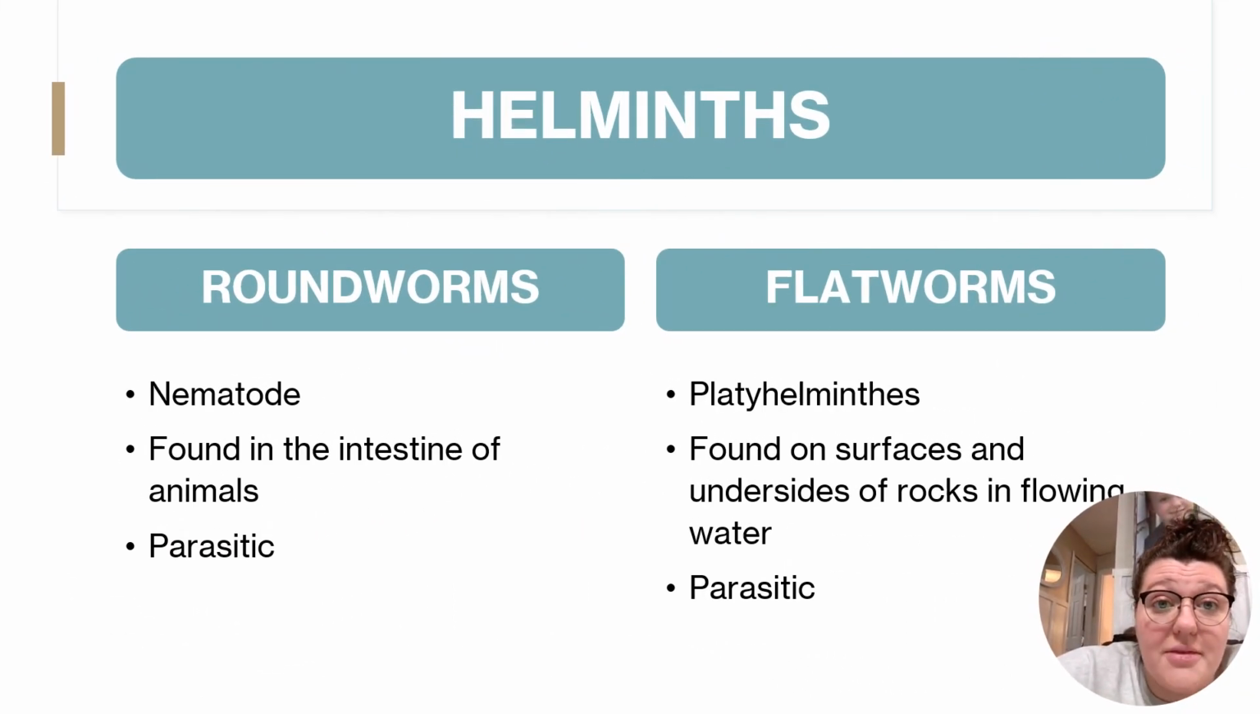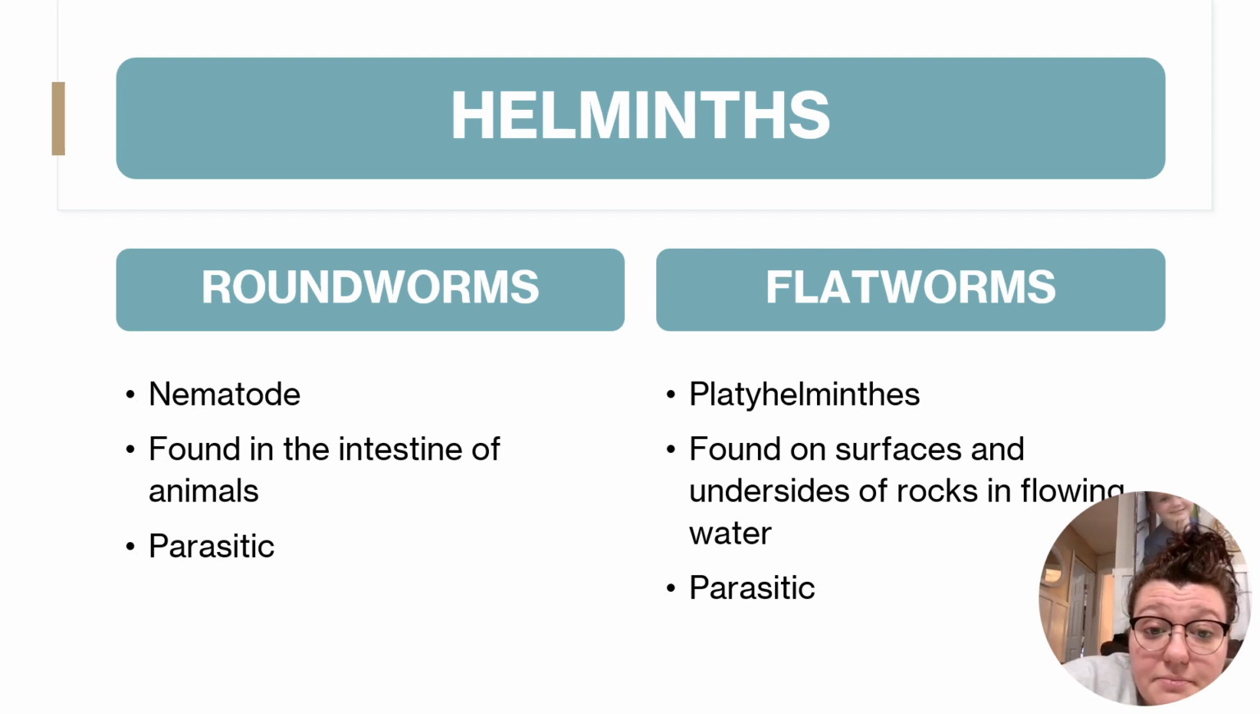And last, we'll talk about the different types of helminths. So you have roundworms and flatworms. Roundworms are called nematodes. They're usually found in the intestine of animals. And you treat your dogs for roundworms. It's part of their wormer. And these are parasitic. Roundworms, like I said, you worm your dog to get rid of roundworms or keep them from getting roundworms because they're not very good for your dogs.